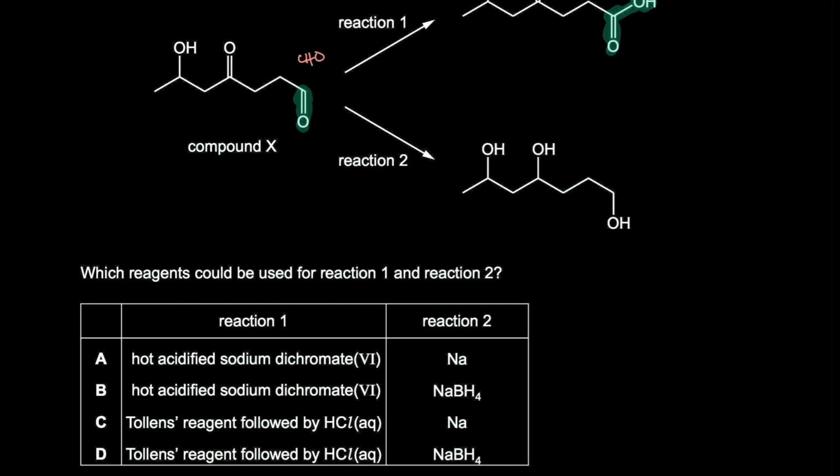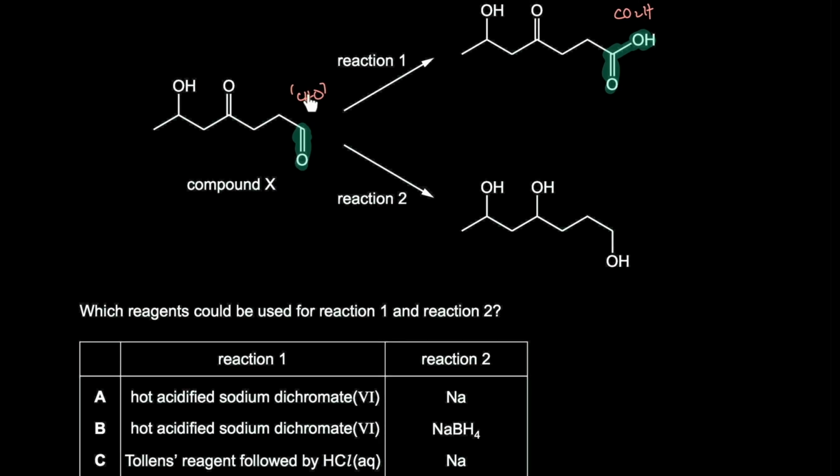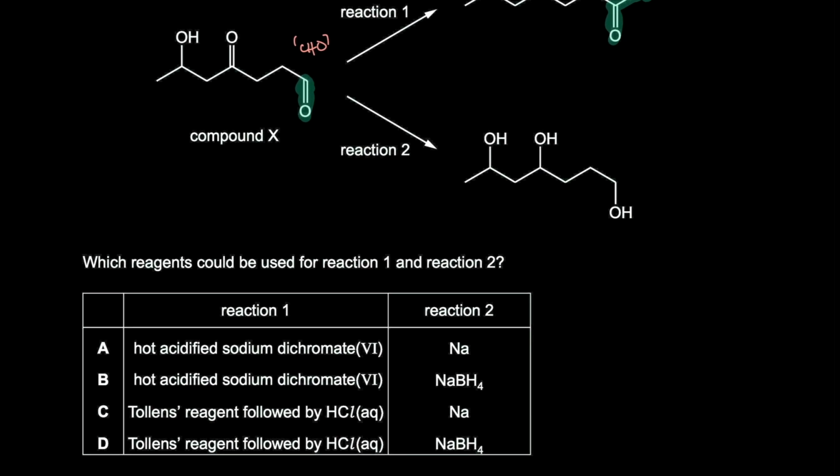The reason why is because sodium dichromate(VI) will oxidize the secondary alcohol and the aldehyde. We have to use either Tollens' reagent or Fehling's reagent. Why? Because Tollens' or Fehling's will oxidize a CHO group only. They specifically oxidize CHO groups, and they are tests for the CHO group. So since we only want to oxidize the aldehyde, we're going to use Tollens' or Fehling's. So the answer has to be C or D.